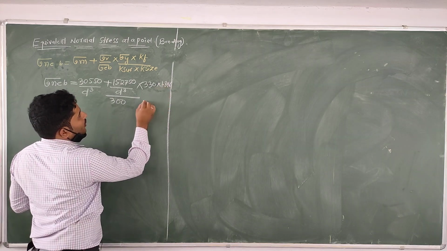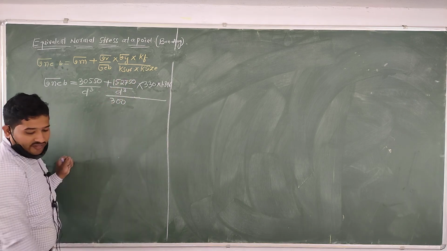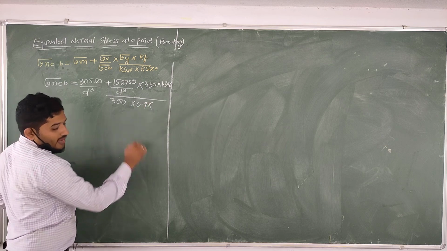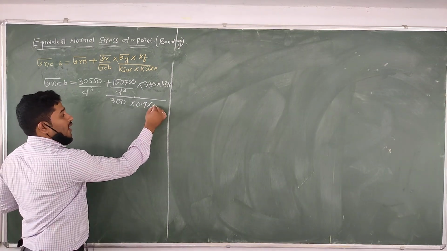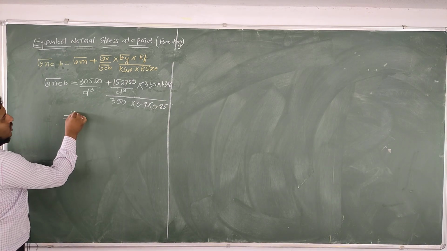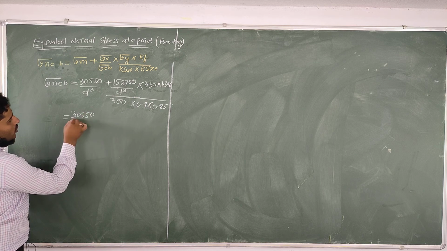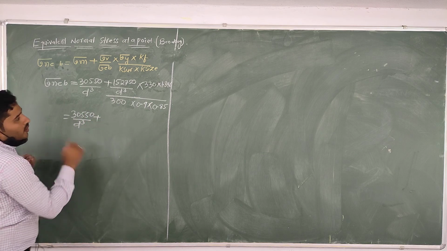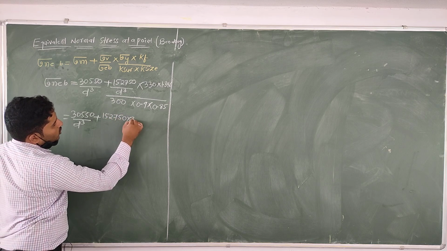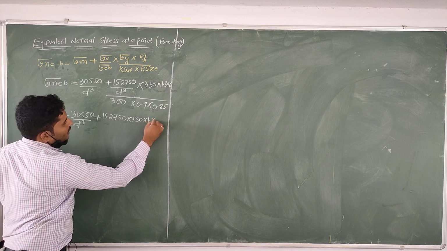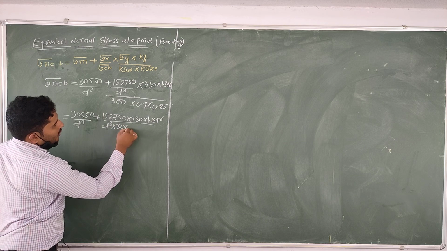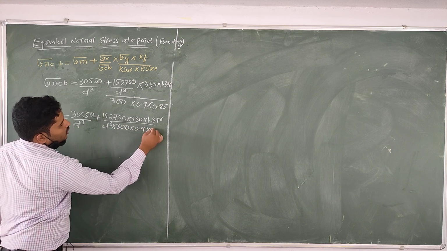1.396 by K surface finishing factor, how much is given here? 0.9. Into K size factor, how much is given? 0.85. Okay, dear. Then 30550 by D cube plus 152750 into 330 into 1.396 by D cube into 300 into 0.9 into 0.85.